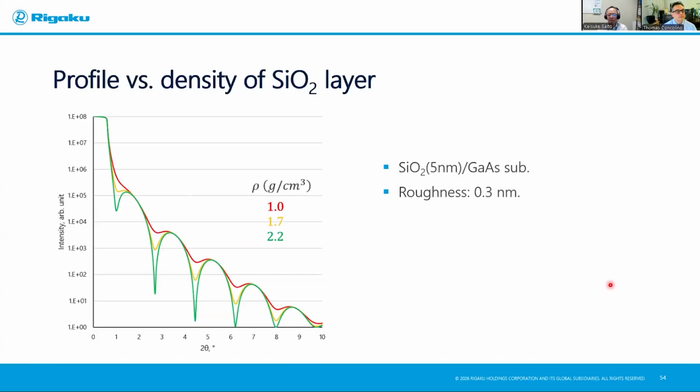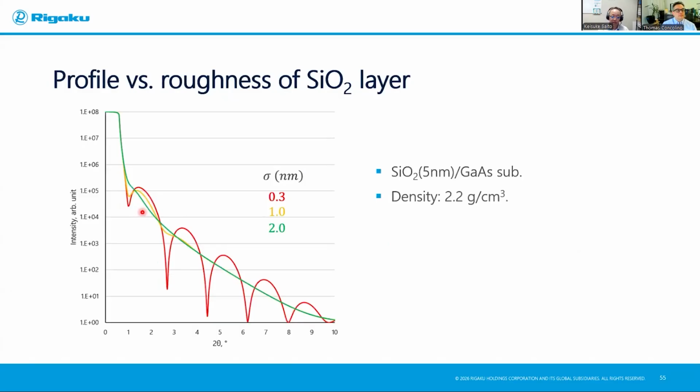This is a similar example, but I simulated a wider scattering angle range, up to 10 degrees 2 theta. The same structure, 5 nanometer thick silicon dioxide, but I fixed the roughness to 0.3 nanometers. I changed the density like this, and you see the amplitude of the fringe changes depending on density. So if you want to determine the density of silicon dioxide, this is going to be the alternative way. How could you determine the density? Not from the critical angle of total refraction, but you could use the simulation fitting and fit the amplitude of the fringe to extract the density information.